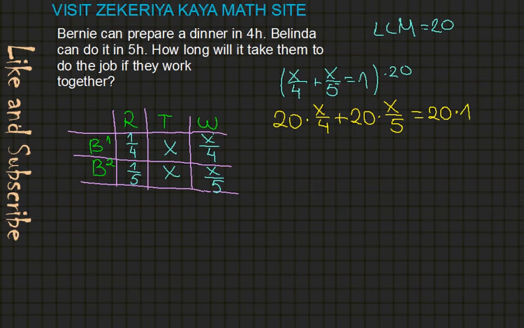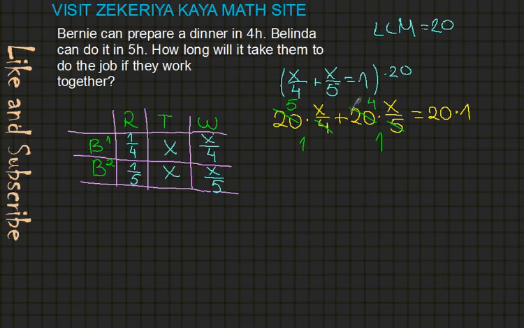Now we can cancel denominators. 20 and 4 simplify. We simplify by 4. You can clean. Choose the cleaner. 4 divided by 4 is 1. The same here, 4 divided by 4 is 1. 20 divided by 4 is 5. 5 over there. Now 20 and 5 simplify each other. 5 divided by 5 is 1. 20 divided by 5 is 4. Yes. We did the simplifying.